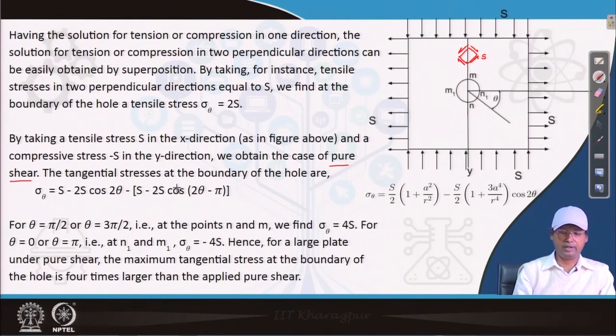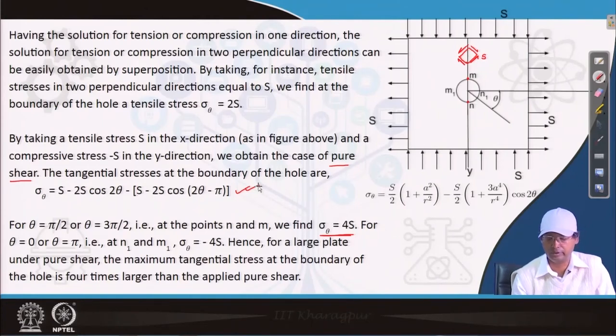The tangential stress at the boundary of the hole: in this particular case of pure shear, which may be achieved by tensile and compressive stresses as applied here, we have sigma theta equals this minus this. As usual, I do not want to go deep into it. For theta equals pi by 2 and theta equals 3 pi by 2, that is at the points N and M, we are talking about this point as well as this point, we find that sigma theta equals 4 S. If you simply substitute in this formula, you see that in that portion we have a tensile stress of 4 S.